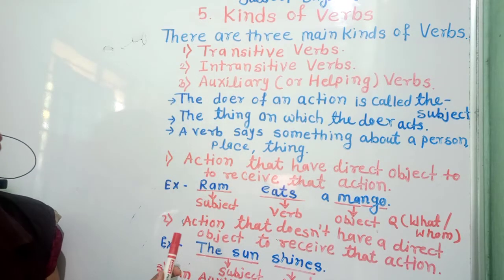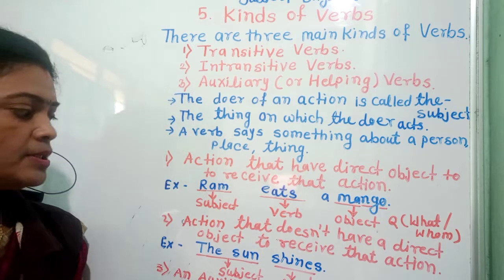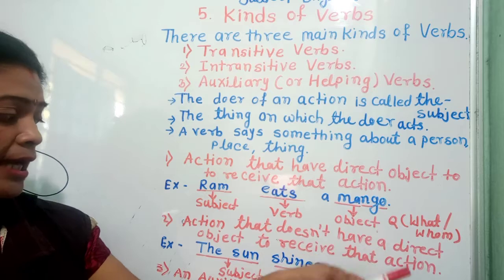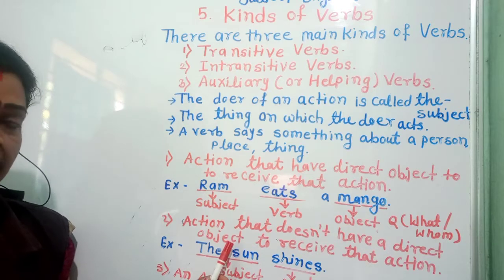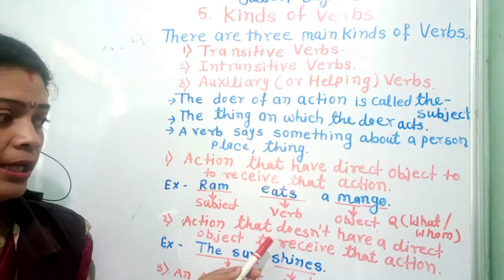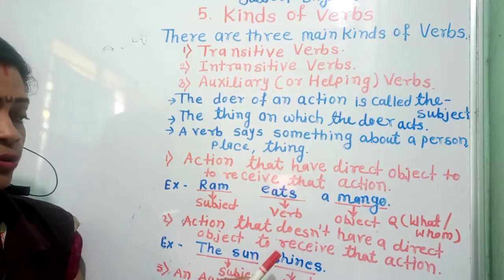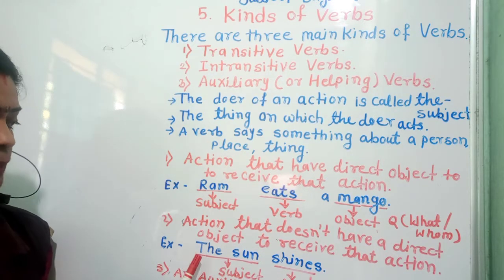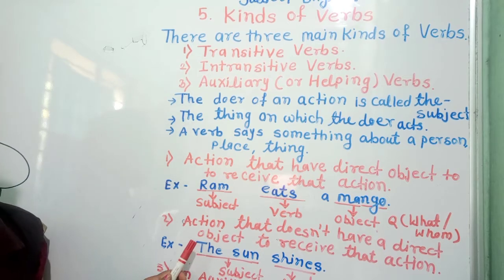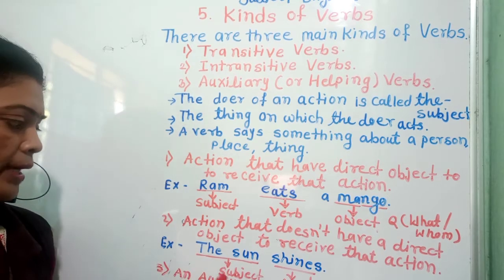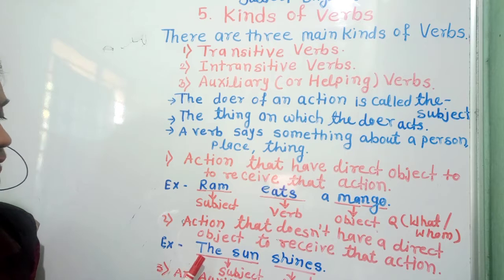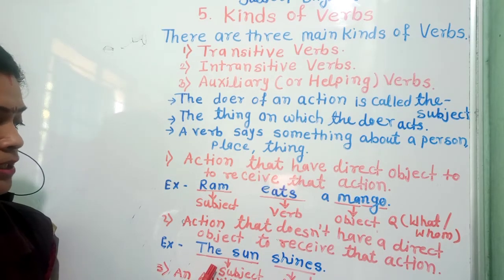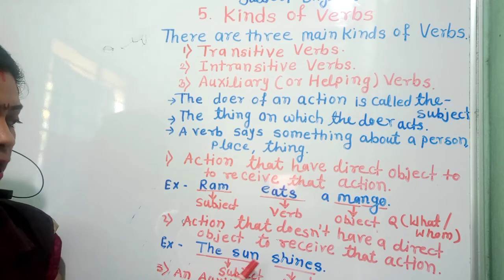Now see what is meant by intransitive verbs? Intransitive verbs means an action that doesn't have a direct object. With intransitive verbs, we don't need any object to receive that action. So see that example. In this example, you can understand the meaning of intransitive verbs. The sun shines. Who is the subject here? The sun. And here shines is the verb.